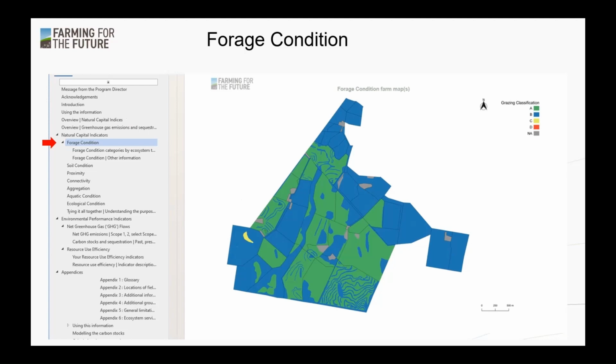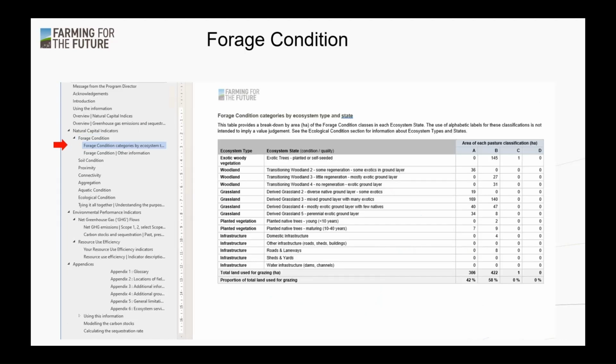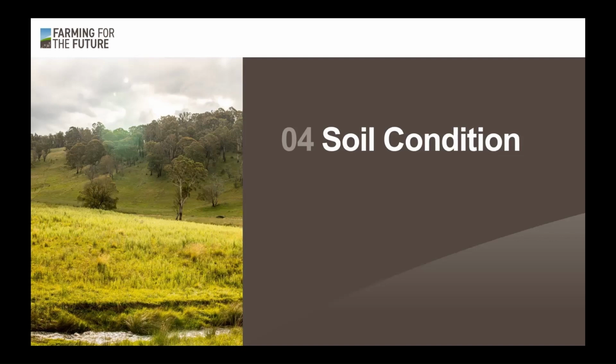And then that information is also consolidated into a tabular form based on the ecosystem state, and we'll get into that a little bit later, but looking at the different classifications and number of hectares across each of those classes of ecosystem type. So then the grazing condition score is just an area weighted summary of the individual scores by area. The next index that I'd like to look at is soil condition.